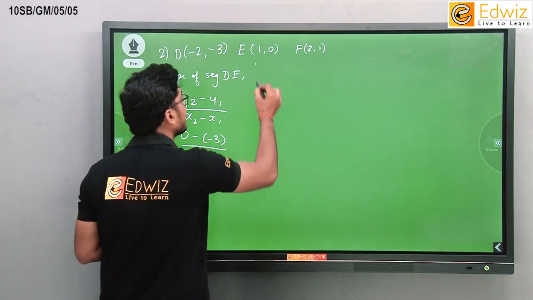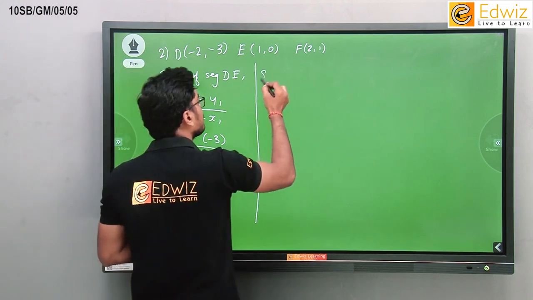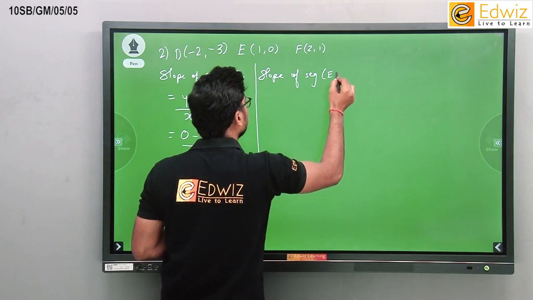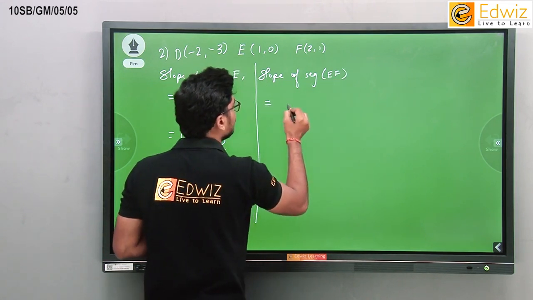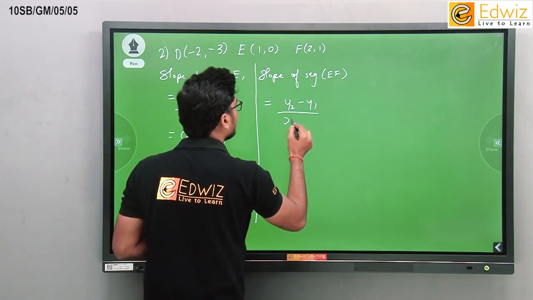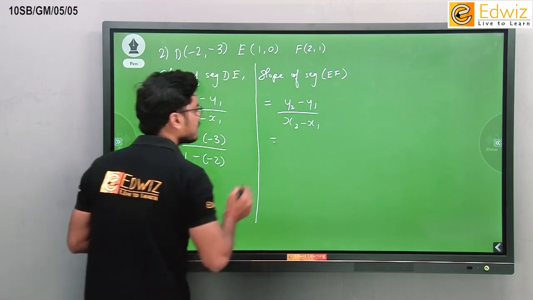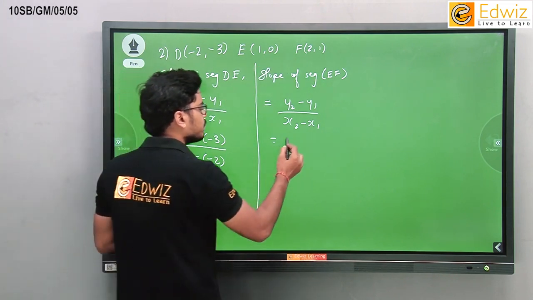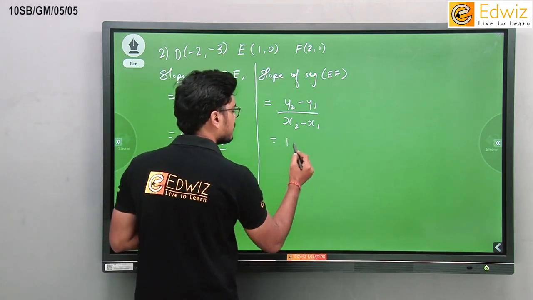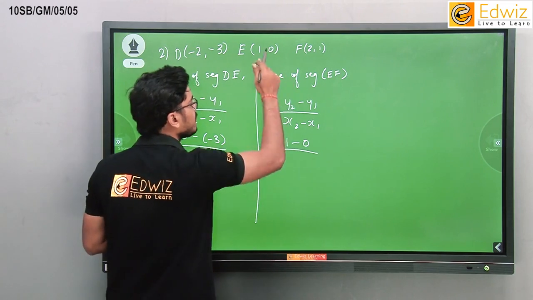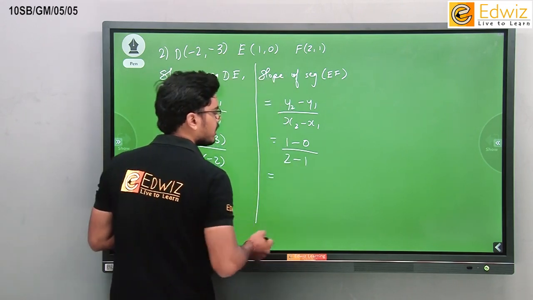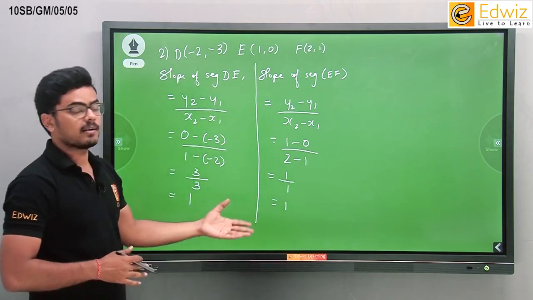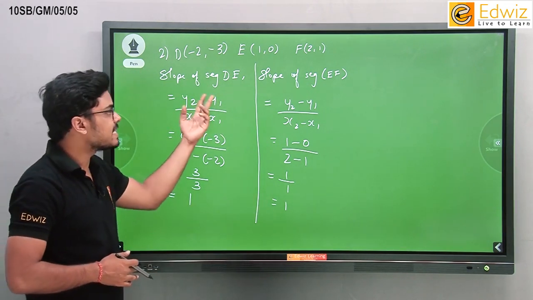Now let us check for segment EF. Slope of segment EF will be still equal to y2 minus y1 divided by x2 minus x1. Correct? So let us substitute the values. 1 minus 0 is y2 minus y1, 1 minus 0, and 2 minus 1. Okay, so we are still getting 1 upon 1, that is 1. So the slope here is same for DE and EF.